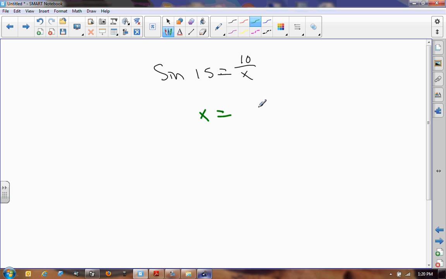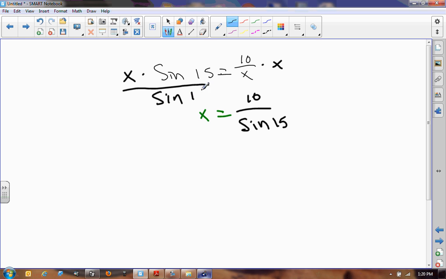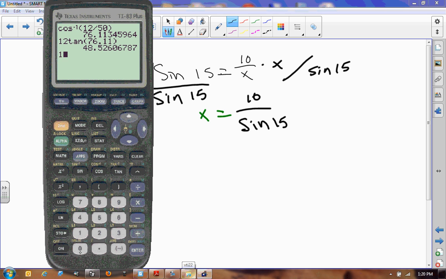X is 10 over the sine of 15, because I have to multiply by x and then divide by the sine of 15. Which is just the flip-flop. When the x is on the bottom, you flip-flop. It's algebra tricks. So you just take 10 divided by the sine of 15. Close that. Get your answer.